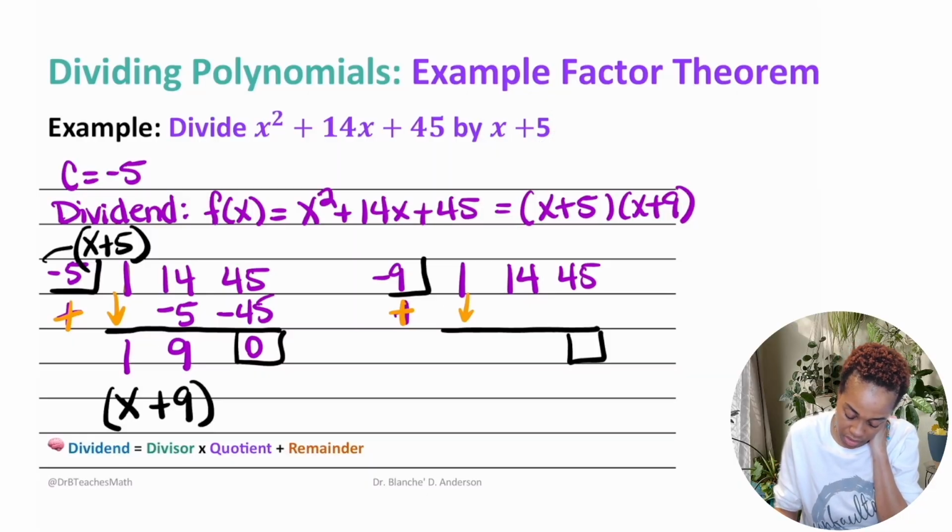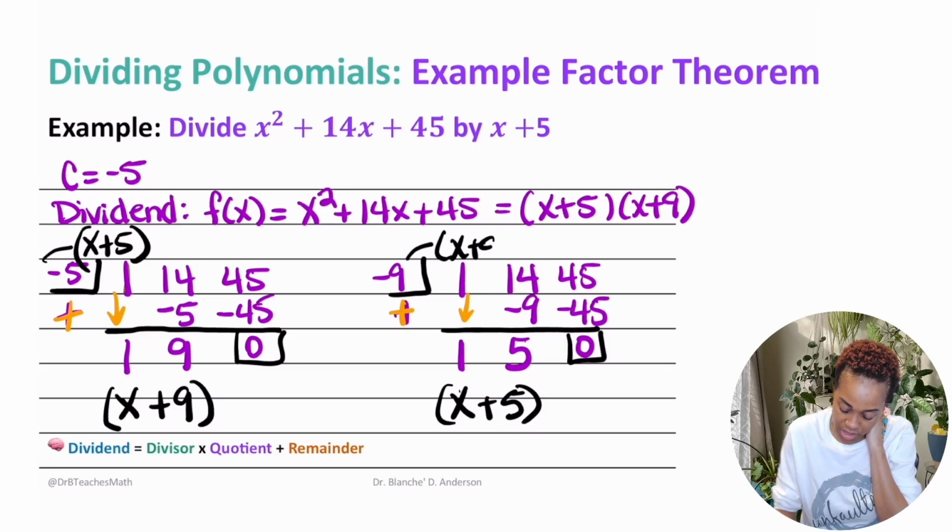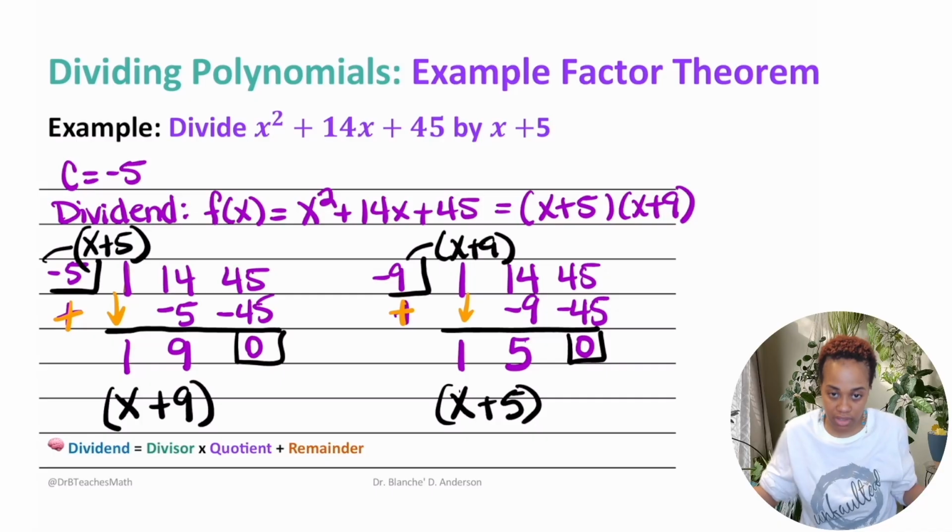Same thing here. Bring down the 1. 1 times -9 is -9. 14 plus -9 is 5. 5 times -9 is -45, right? And then -45 plus 45 is 0. Because this started as a squared, this is going to come down a level, so this is going to be written as x plus 5. And we know that this is x plus 9. We know they're factors because we did that at the very beginning.